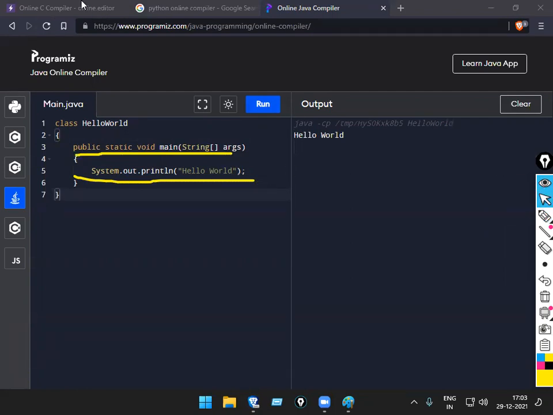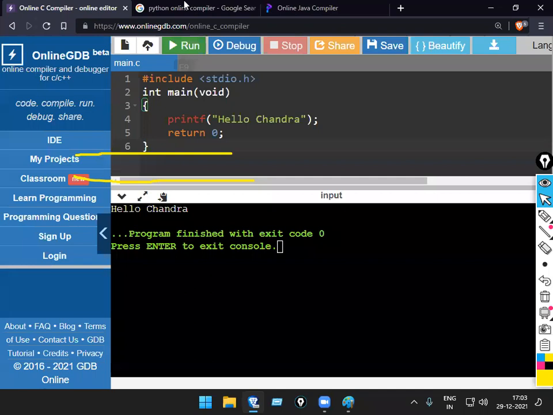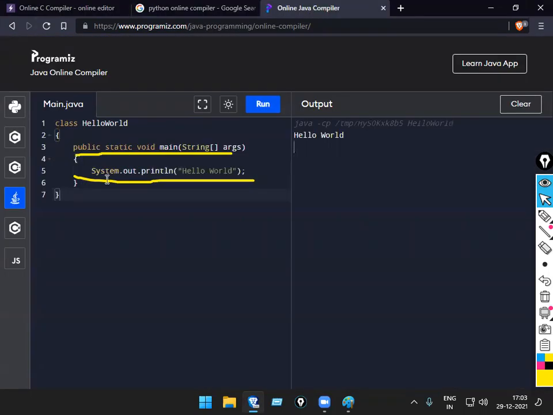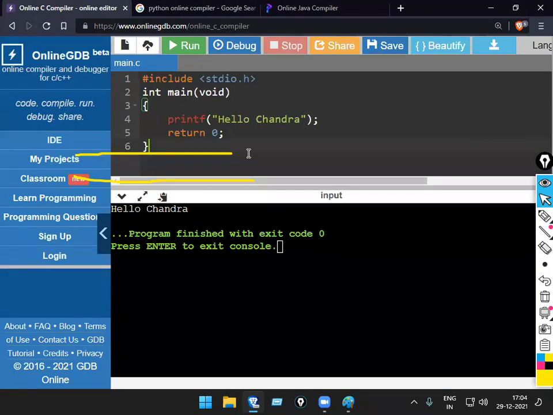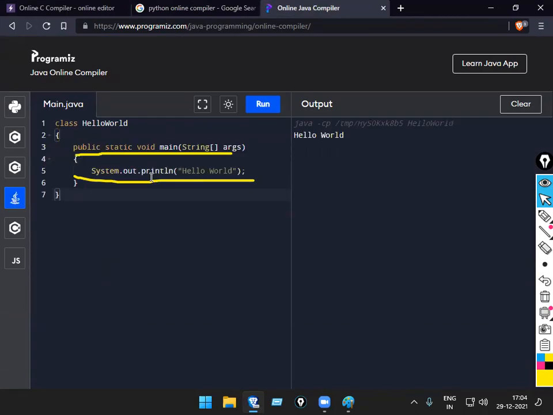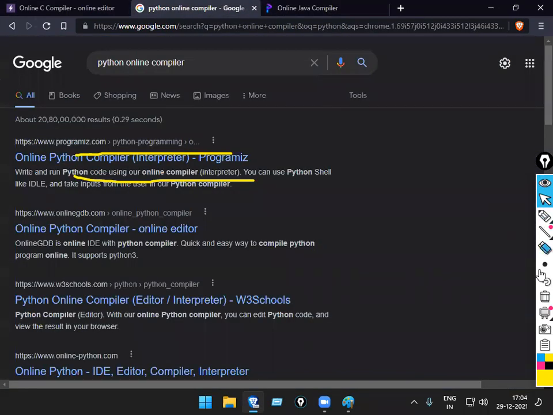Somehow you used printf in the C language, but now you have to use System.out.println to just print something, like Hello world. So this is Java programming where we'll be having 20k lines, 200 lines, 300 lines, 400 lines of code. The same thing you have seen in the C language, 6 lines. In Java, 7 lines. But now in Python?